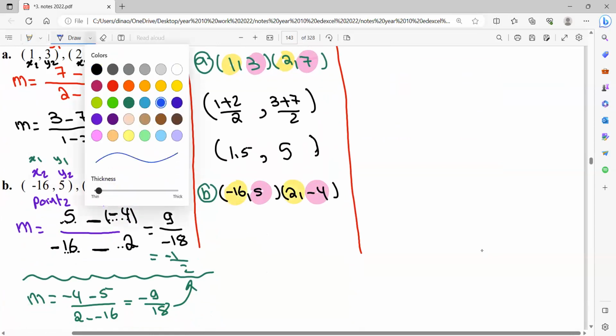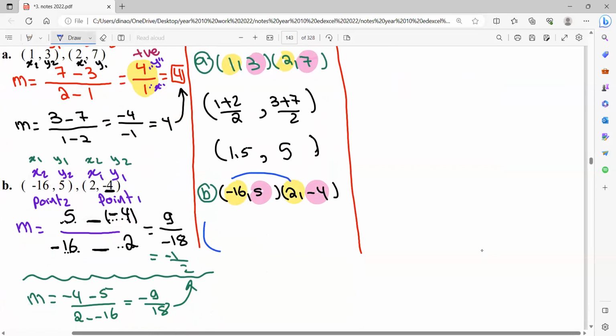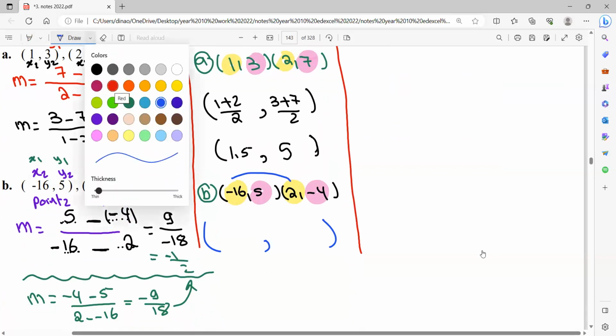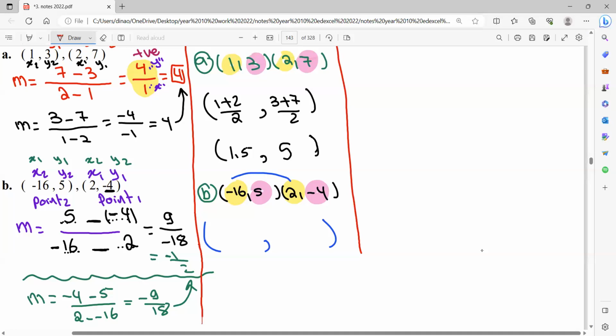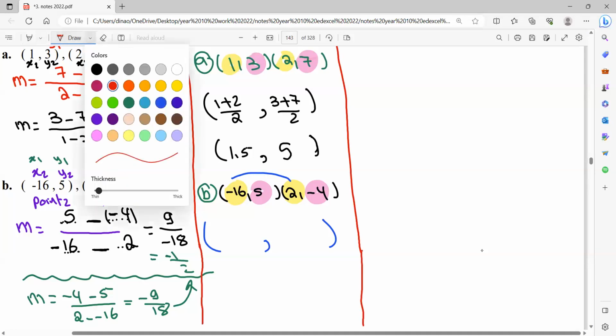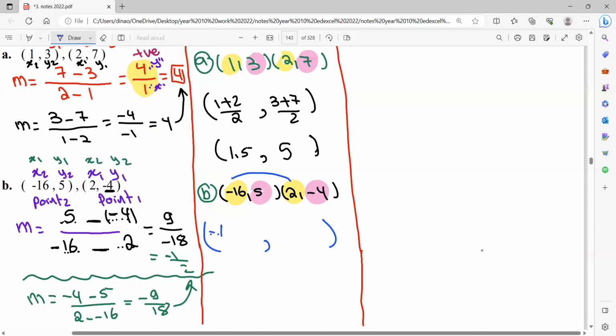So to find the midpoint, you add the x's, divide by 2. Please remember that your answer is an order pair. For the gradient, your answer is a number. Okay? So here, you add the x's, divide by 2, negative 16 plus 2 over 2. And this is the final answer, negative 16 plus 2, negative 14 over 2, which is negative 7.